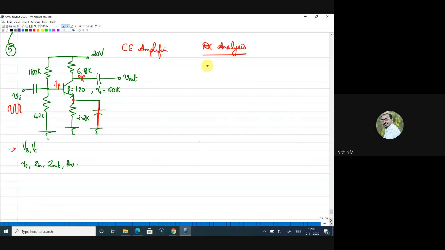Yeah, so I'll just draw the DC equivalent. What happens to DC is the capacitors will act as open, right? So I will draw the equivalent here. This is 20 volts. This is 180K. This is 6.8K. This is 47K. This is 2.2K. This will be the equivalent circuit.